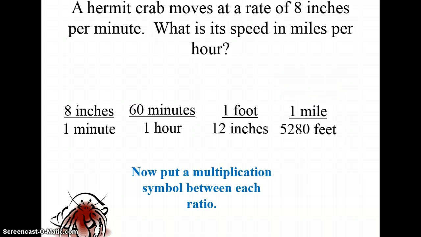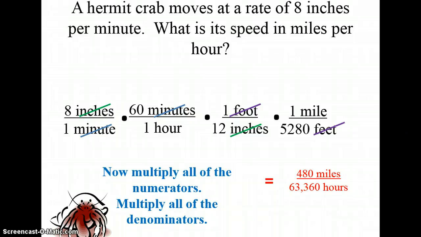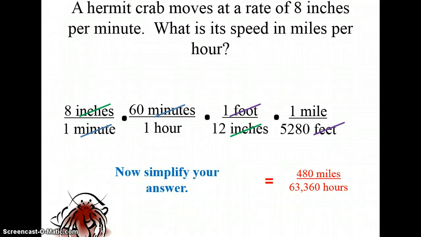And you guessed it, I need to multiply these and cancel out the units that are not useful to my problem or that I have in common in the numerator and denominator. Then I can multiply all the numerators and multiply the denominators, and you guessed it again, I'm going to need to find a unit rate. So I simplify my answer by dividing the numerator and denominator by 63,360. And that gives me 75 10,000ths, and that's all being repeated, miles per hour. And that's not very fast.